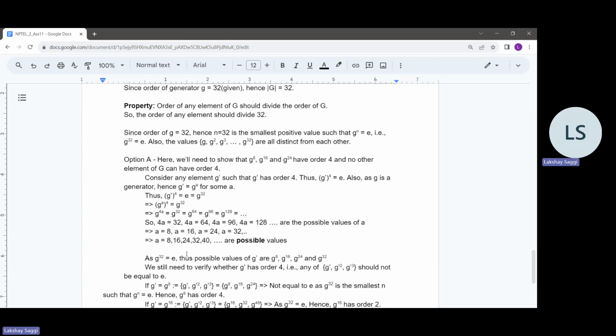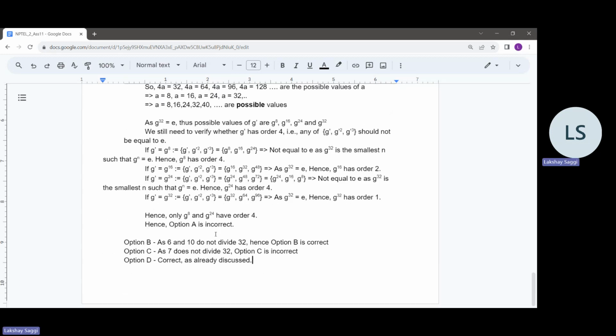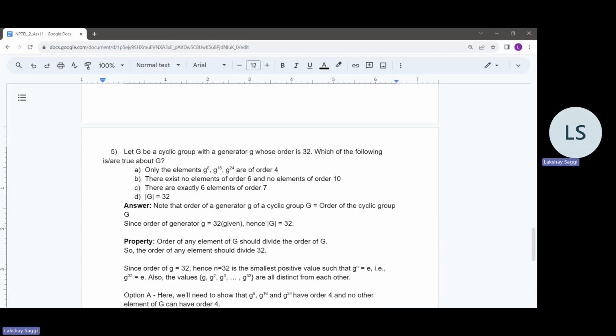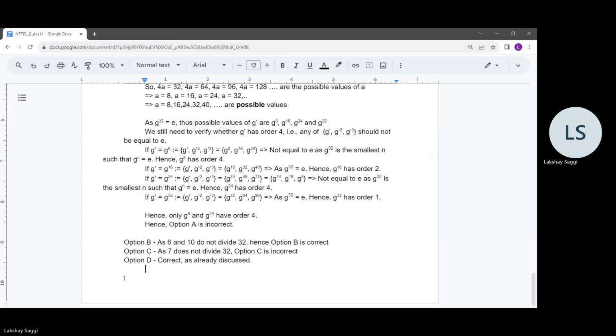Okay, so we know that option A was incorrect, option B was correct, C was incorrect, D was correct. We want to find out which of the following are true. So statements B and D are true. Hence option B, comma D is the correct answer. I'll just underline this.